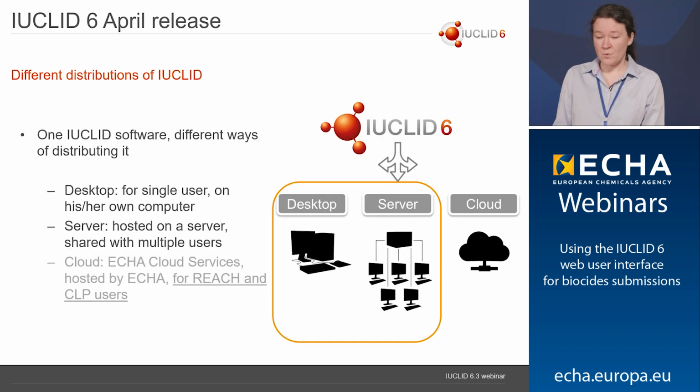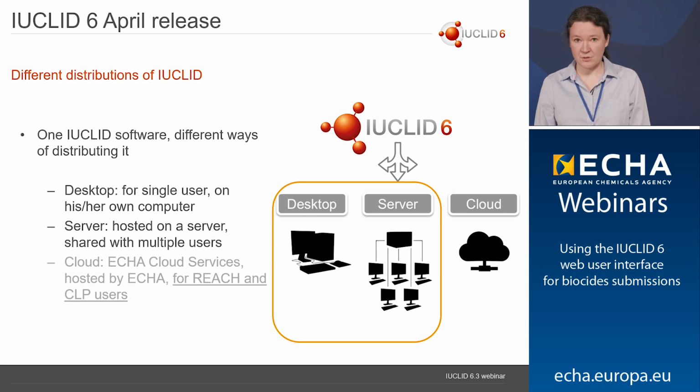As a reminder, we have one IUCLID software, but it is distributed in different ways. The first one is a desktop for single users that work on their own database and on their own computer. The other one is the server, hosted on a server and shared with multiple users, which is very good in the case of a company or one organization. There is also the third one, ECA Cloud Services, but this is the one used by users working under REACH and CLP legislations.